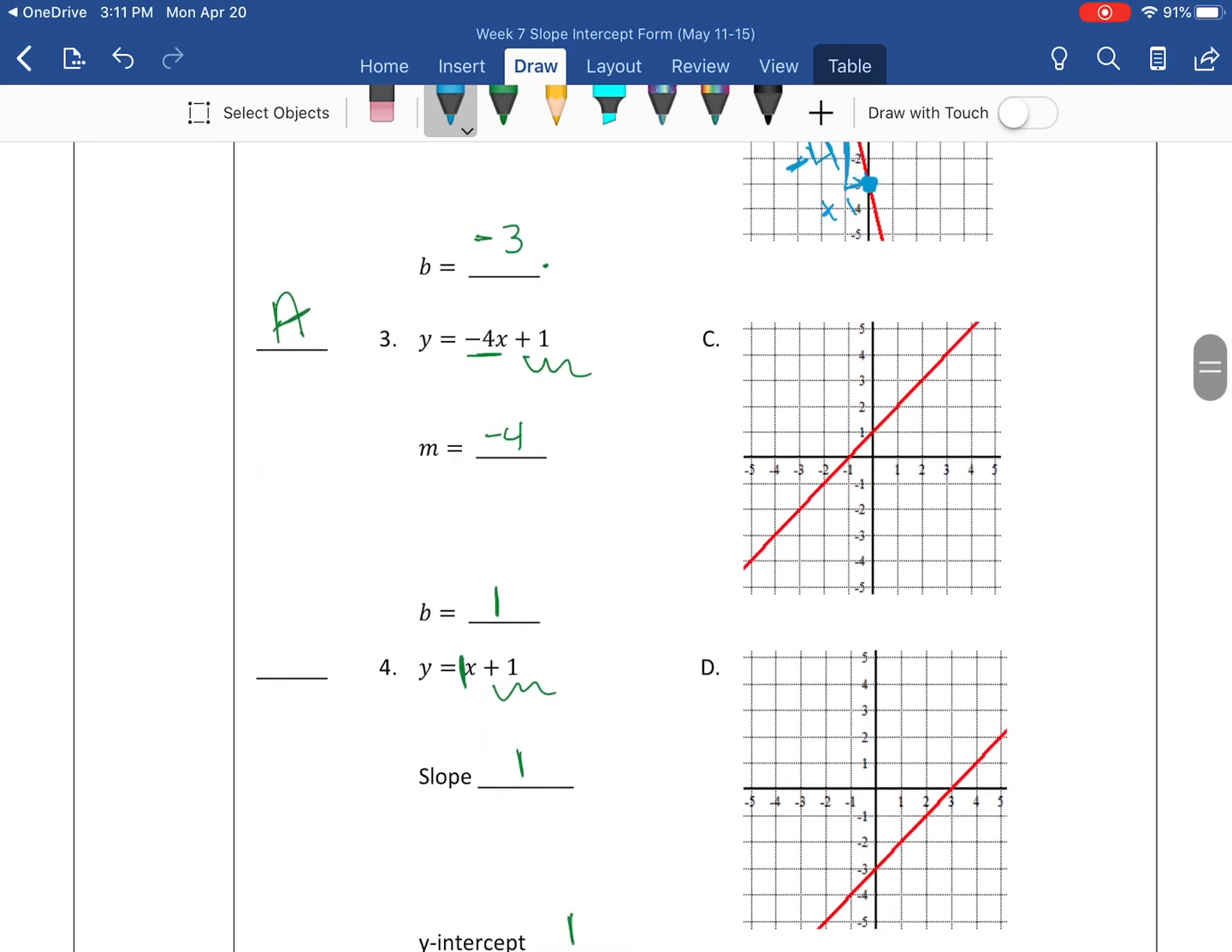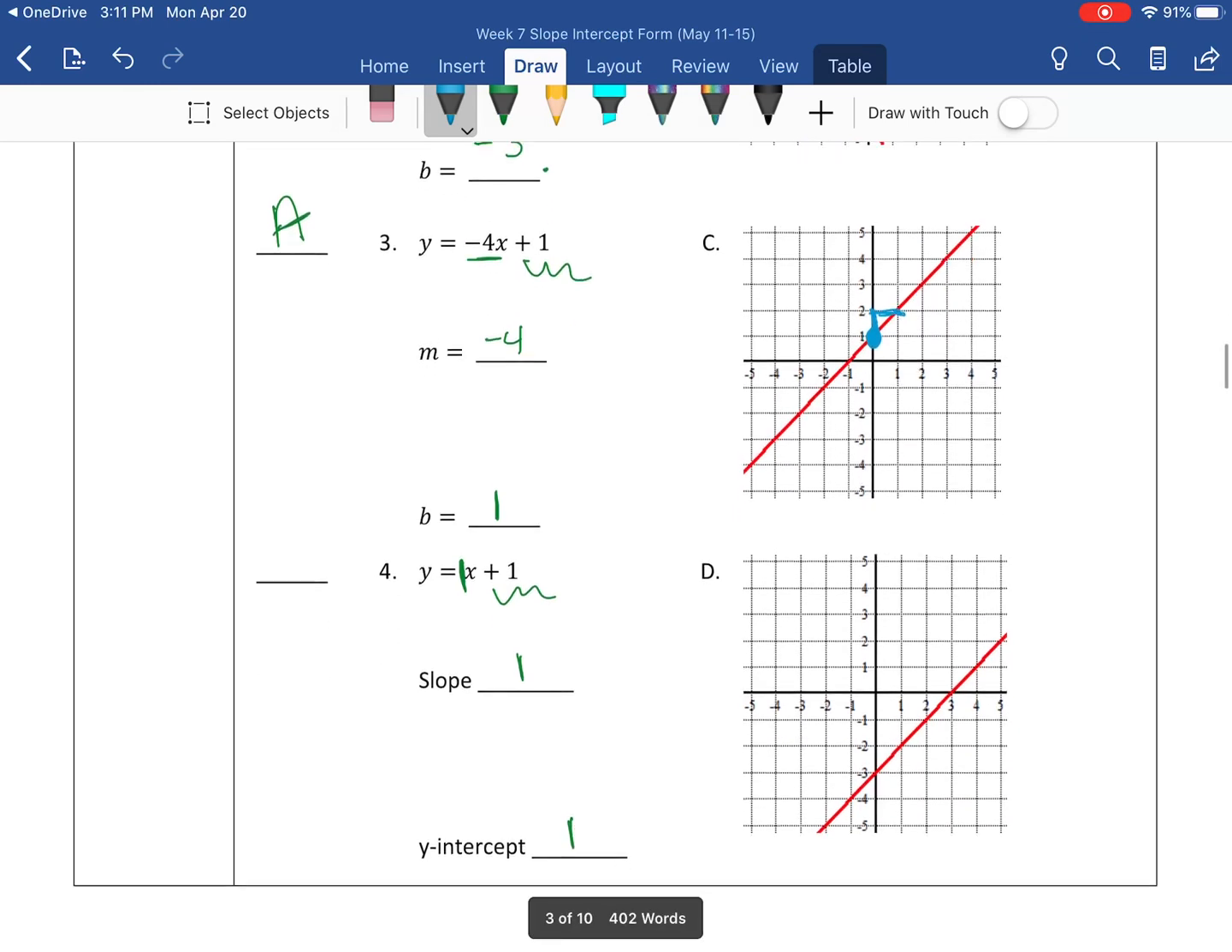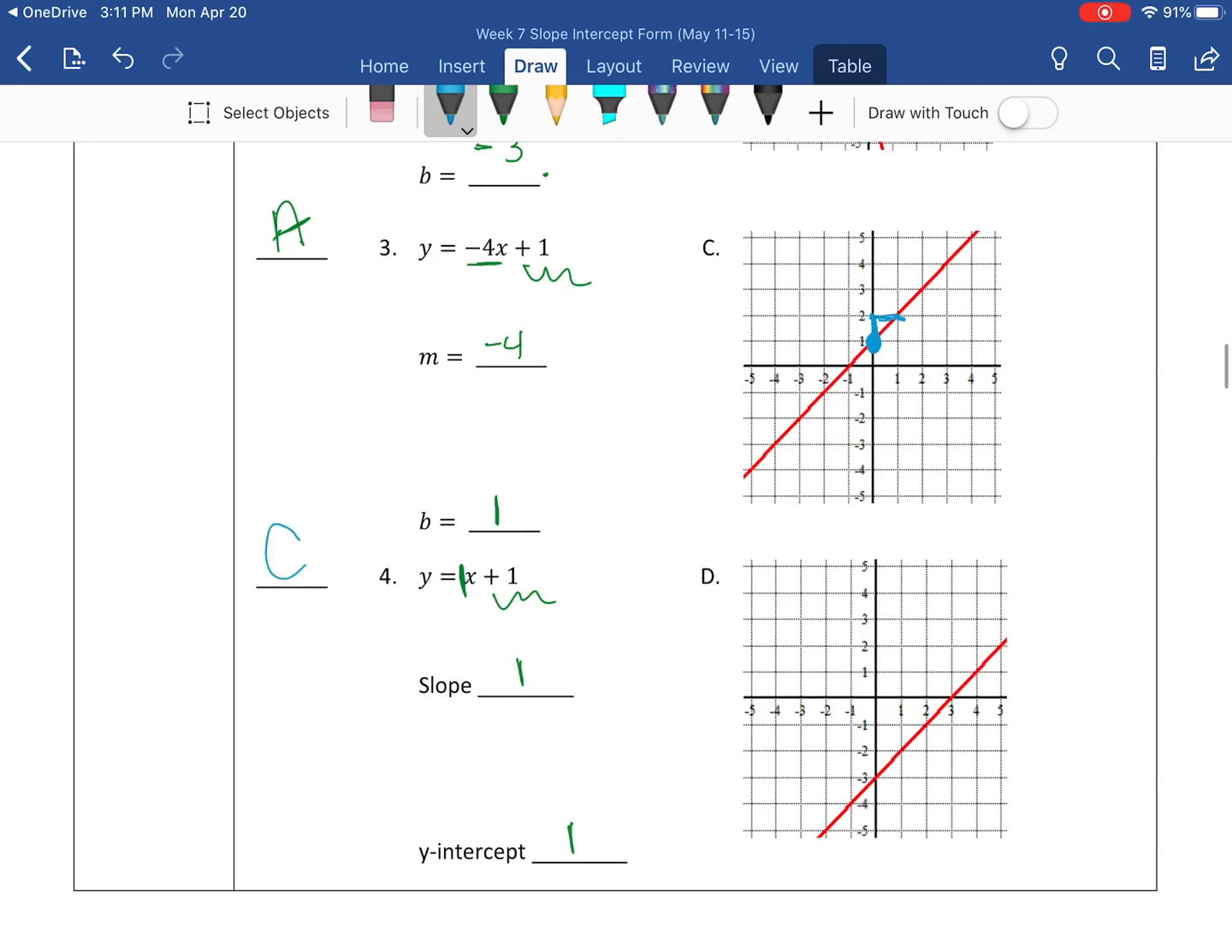Well, we've got 2 left. For letter C, we have a slope of 1. We have a y-intercept of 1. And if we go up 1 and over 1, we have a slope of 1. So that matches with number 4.